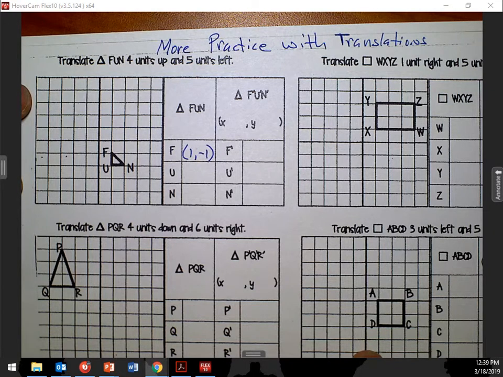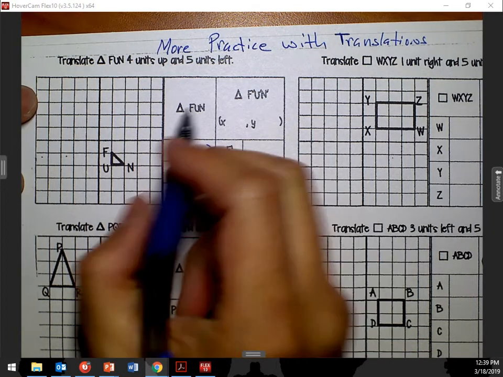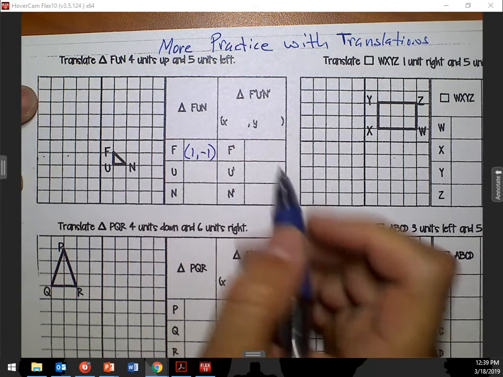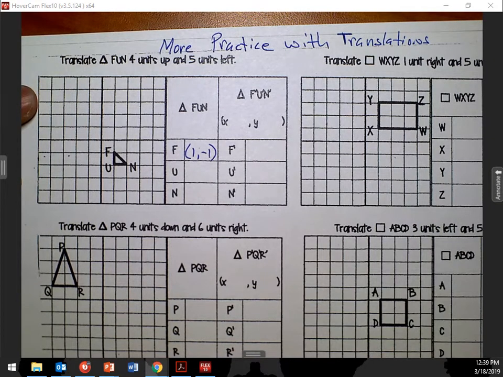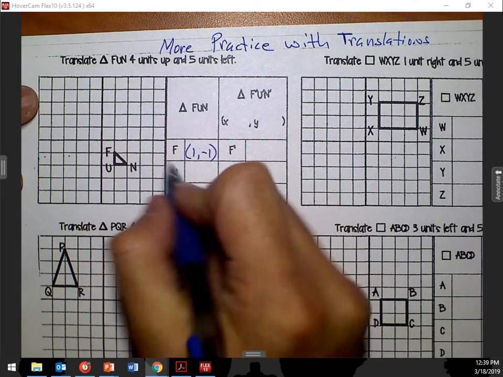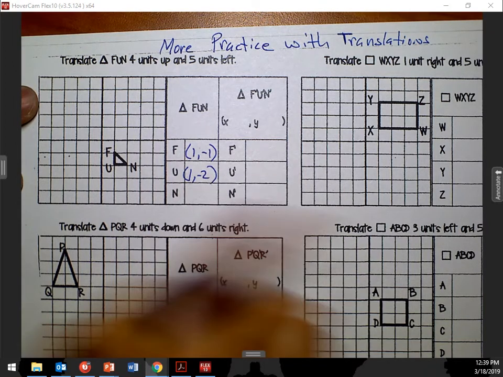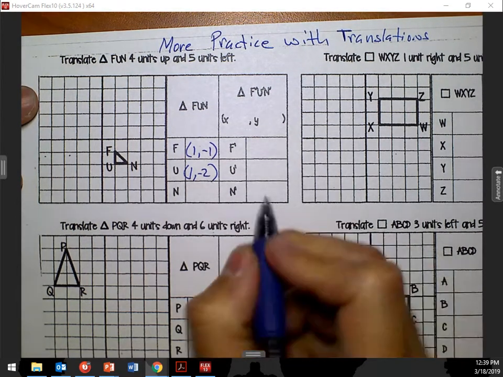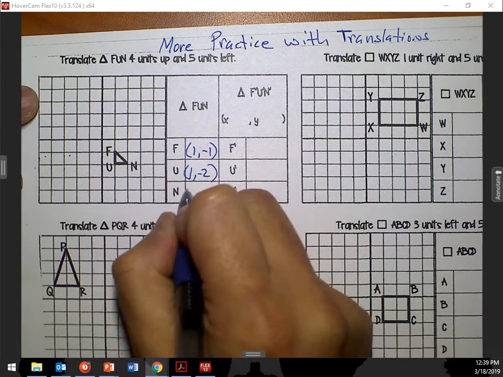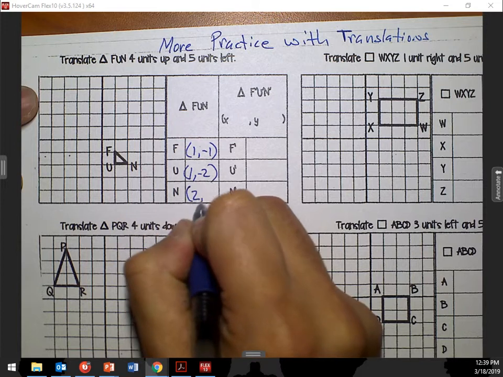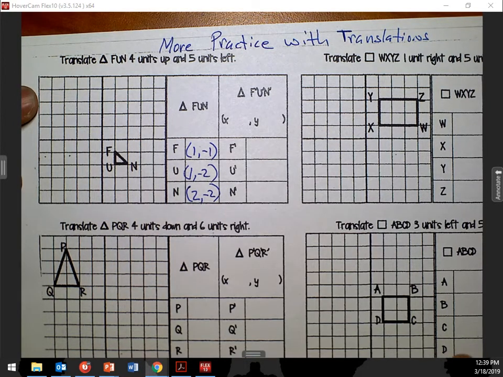Where's U going to be? How do we have to do it? You have to do it X, comma, Y, right? 1, comma, -2. Very good. And what about the N? 2 and -2. Very good. 2, -2.